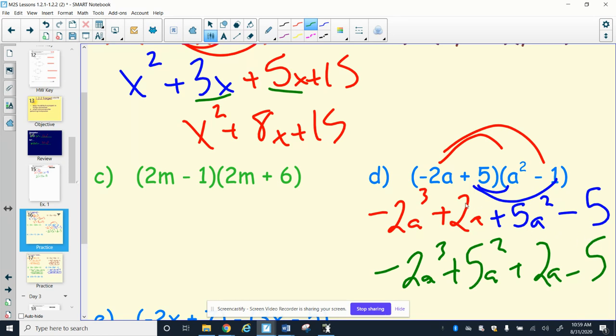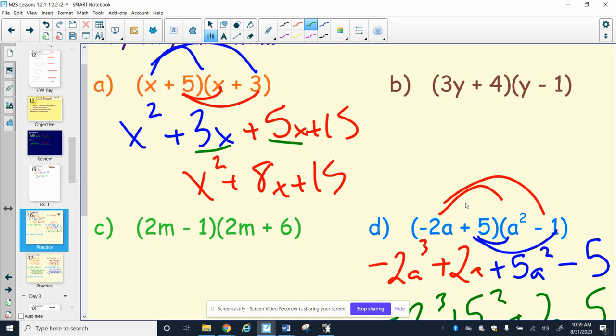All right, why don't you guys do B and C on your own in your books where you have all that blank space. Complete B and C.